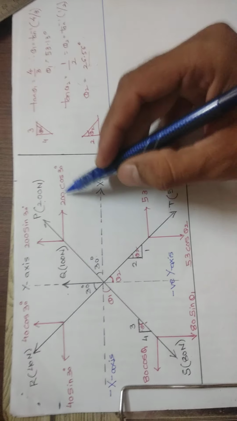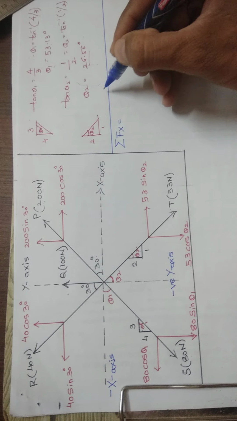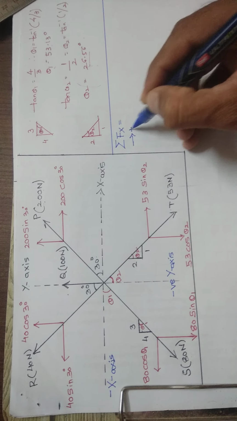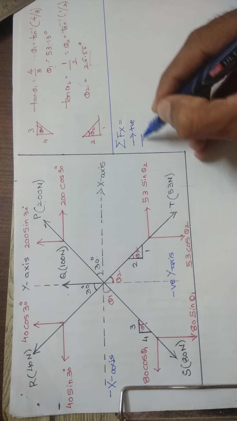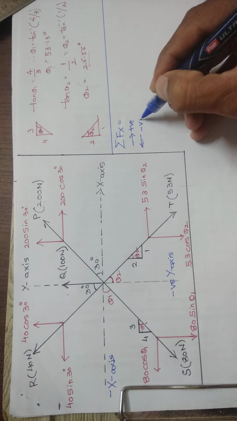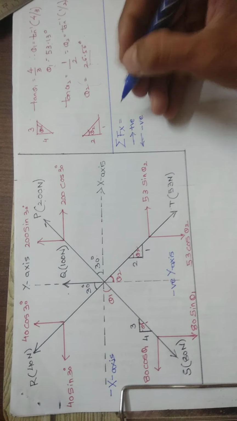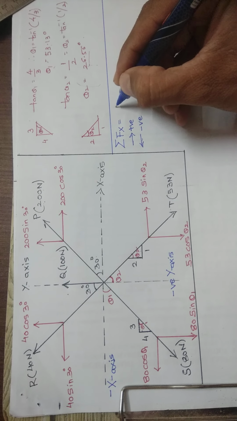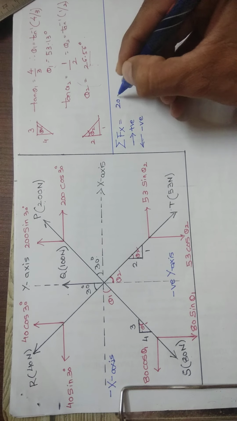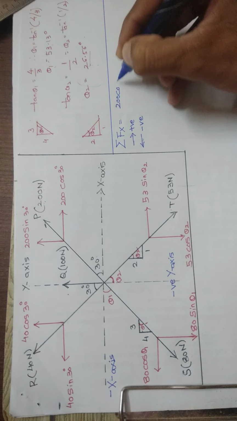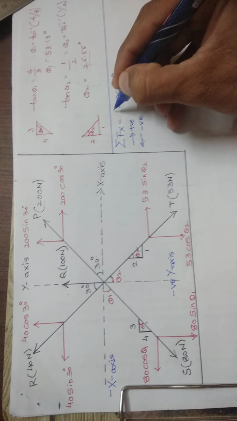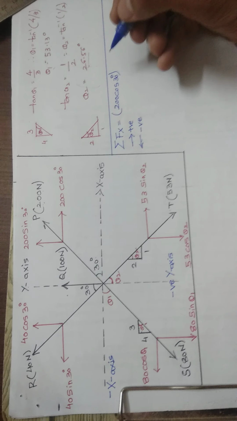So it is moving towards the right. We will have the sign conventions also for this. Right side is taken as positive, left side is taken as negative. The first force is 200, acting on the right side. So 200 cos of 30 degrees. This is the first force with a plus sign.